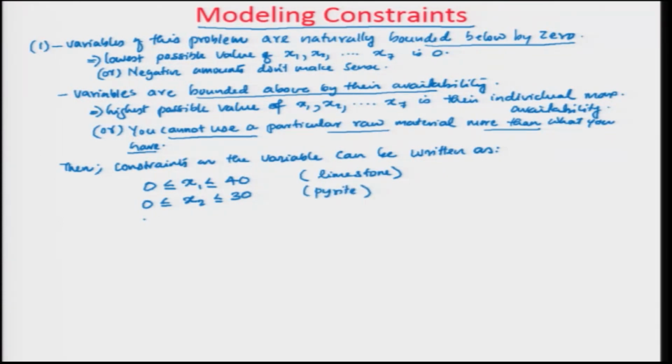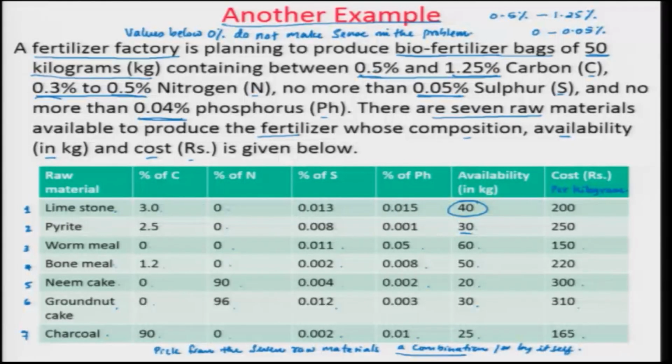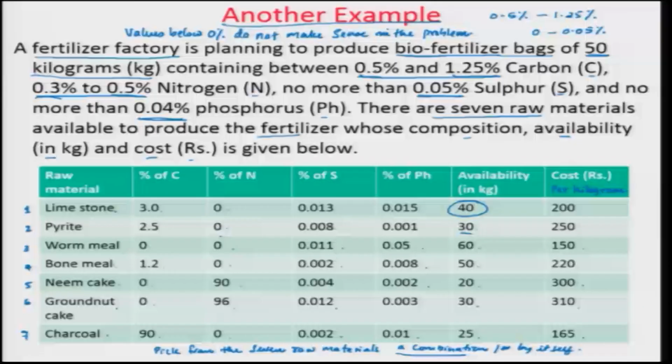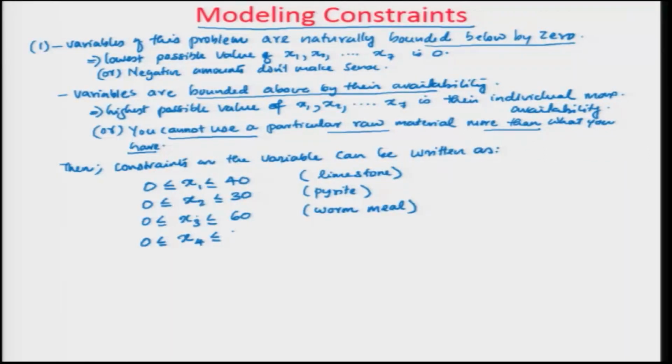Okay, and then the third variable x3 is less than or equal to, think about it, it is 60 kilograms, so it's upper bounded by 60. Then that is worm meal. So you get the upper limit from the worm meal row of the table. The fourth variable, 0 less than or equal to x4 less than or equal to, you go back again to the table, and the fourth one, bone meal, you can see that the value possible is 50. So we write it as 50, that is for bone meal, right?